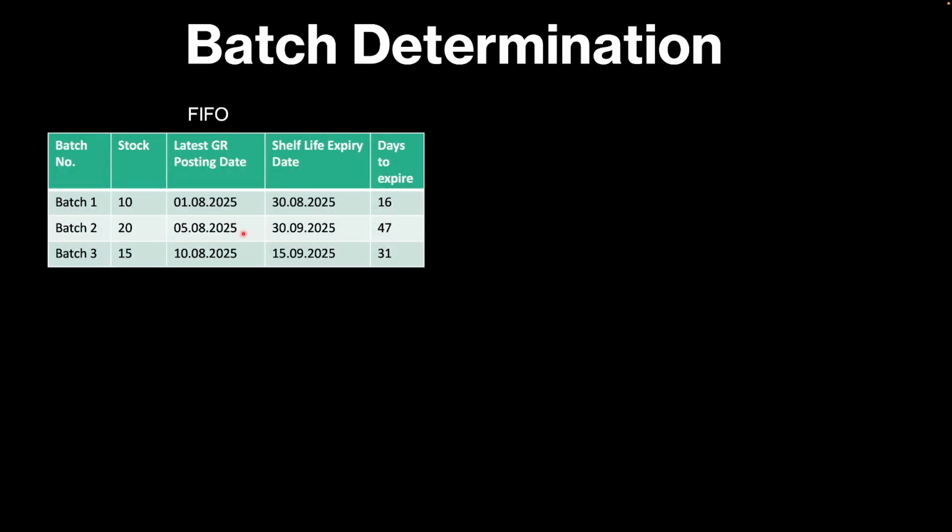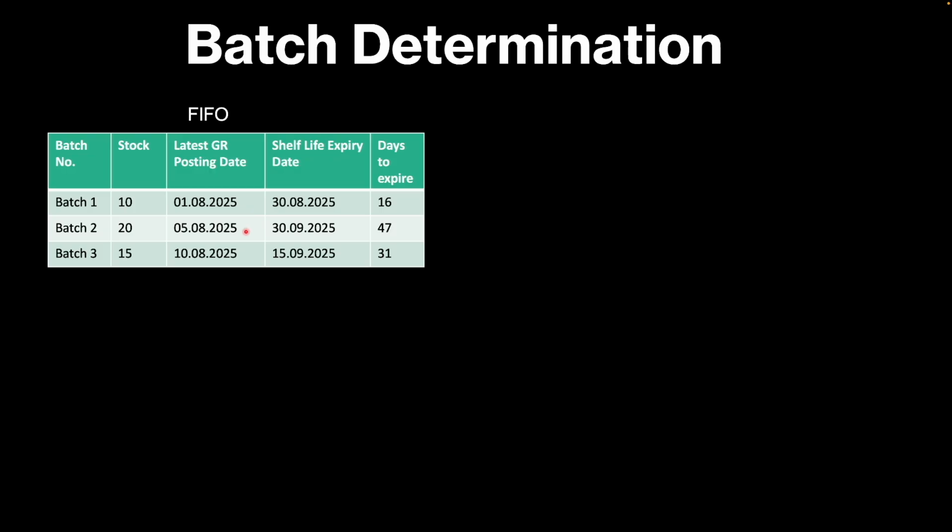As you can see, system will arrange these batches as per the latest GR posting date, that is the date on which the material was received. Based on that date, system will sort the batches and then pick batches as per this sorting. So basically, system will sort the batches based on the latest GR posting date in ascending order, and the material which was received first will be issued first and then so on.